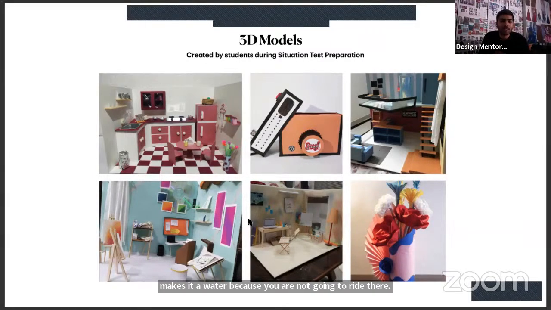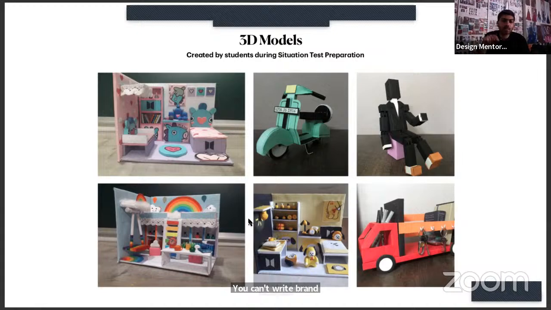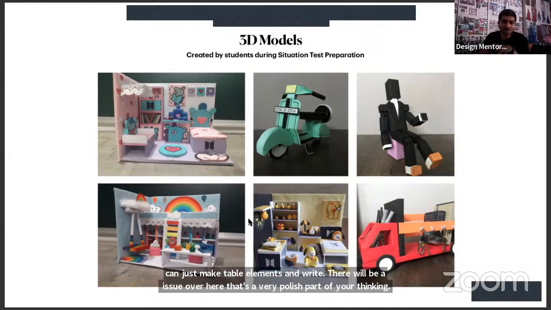If you are making a window display for a watch or hand baggage, you can't write brand names over there, like American Tourister or Samsonite, and just draw that there will be a bag over here. No scribbling, no annotating on the model. That's never allowed. You have to make elements that make it feel like this is something related to luxury watches or something related to shoes. You can't just make table elements and write, there will be a shoe over here. That's a very foolish part of your thinking. So never make such mistakes.